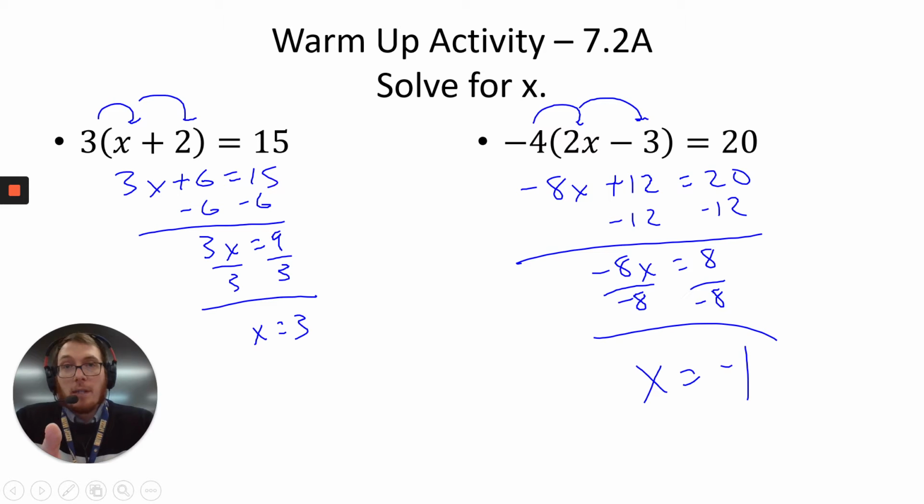Now from here, you should be on autopilot. From here, it's a two-step equation that you're used to seeing. So to get rid of plus 6, I'm going to subtract 6 on both sides. I get 3x equals 9, divide by 3, and I get x equals 3.